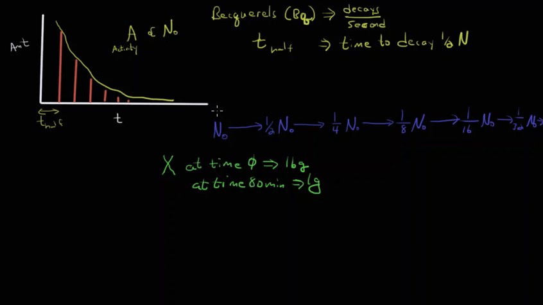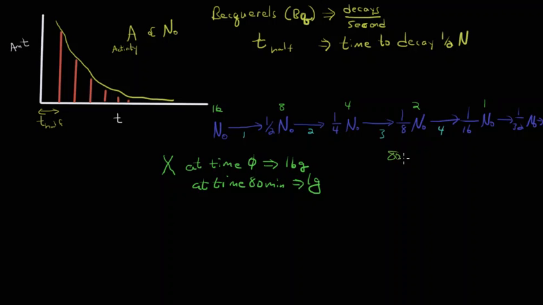Pretty easy to do. We write this out. At time 0, we have 16 grams. Then after its first half-life, we have 8. We have 4, 2, and 1. So this took us 1, 2, 3, 4 half-lives. Okay, so 4 half-lives in 80 minutes.